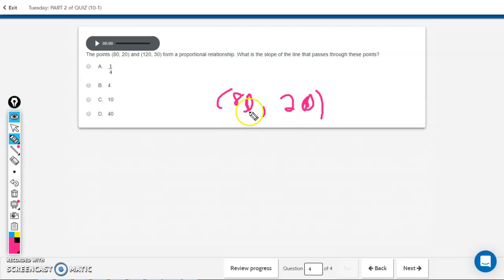So you have 2 points. 80, 20 is one of the points, okay? Each part is called a coordinate of the point. So the 80 is the X coordinate because it's first, and 20 is the Y coordinate. When you're labeling a point, it's always X, comma, Y. Your other point is 120, 30, okay? So once again, 120 is X and 30 is Y.